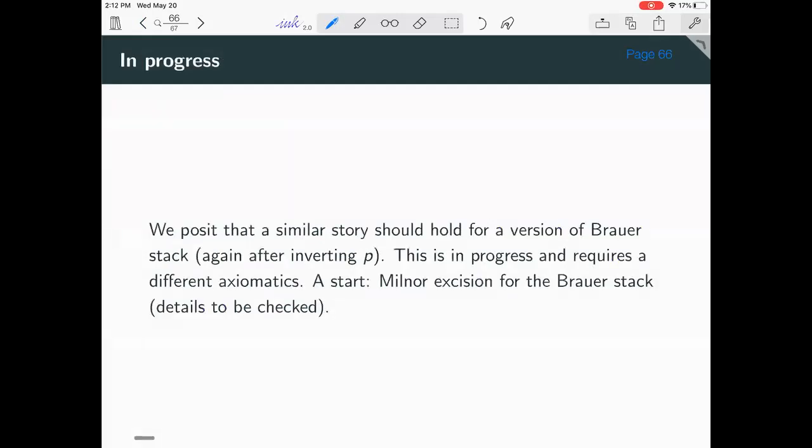So what's in progress, which I've been thinking about and started on, proving wrong statements for the past, I don't know, two weeks, is that there should be a similar story for a version of the Brauer stack. So you look at the Brauer group, I mean the Brauer stack, whose pi zero is the Brauer group, the big one, I mean the one with not torsion. So this classifies derived Azumaya algebras, if you like. So this would be like a Brauer version of Jakub's result for Pic.